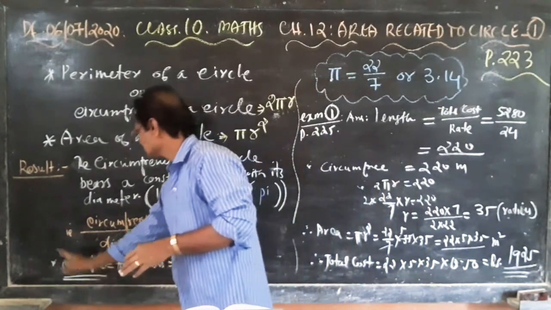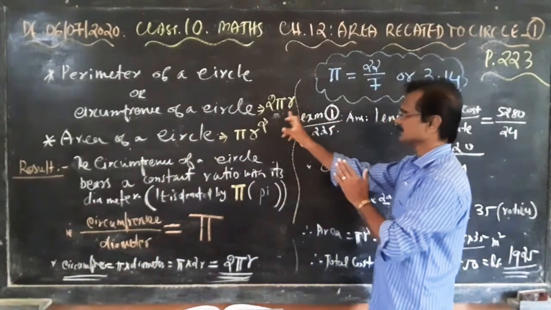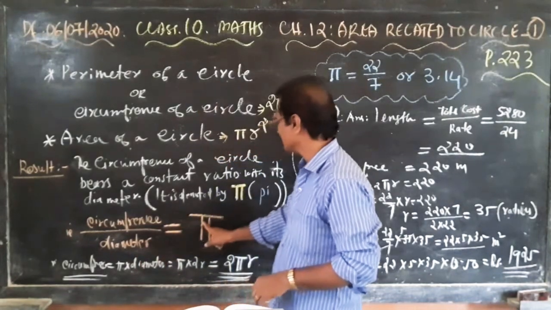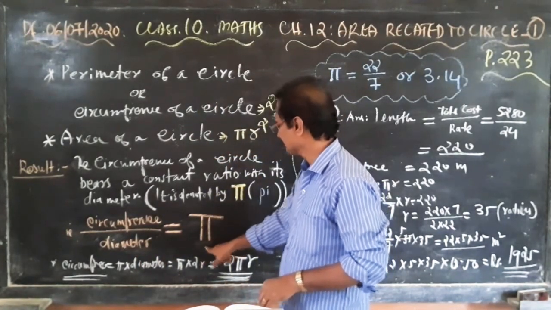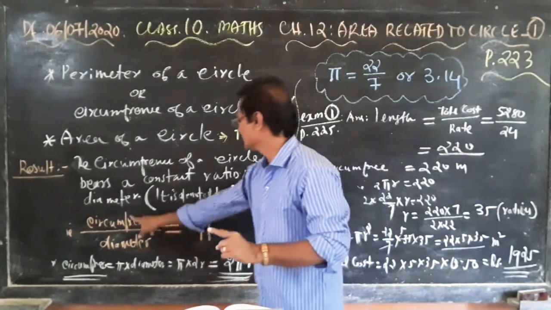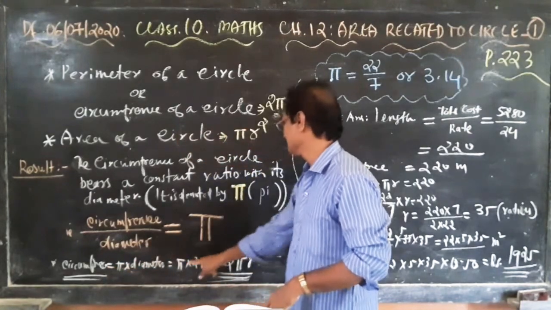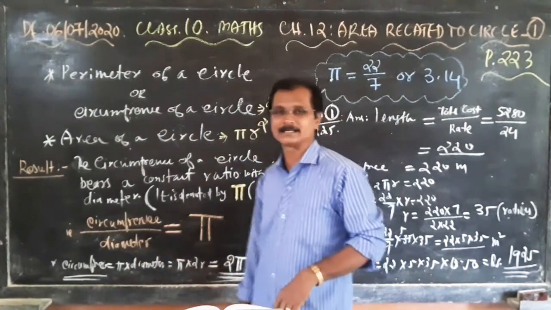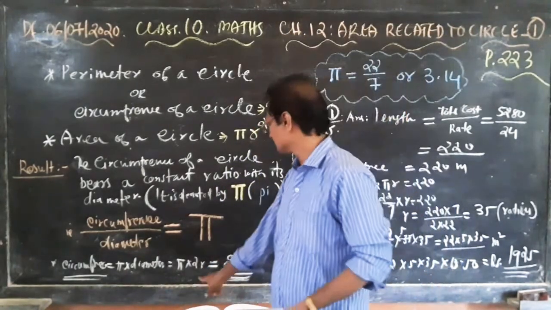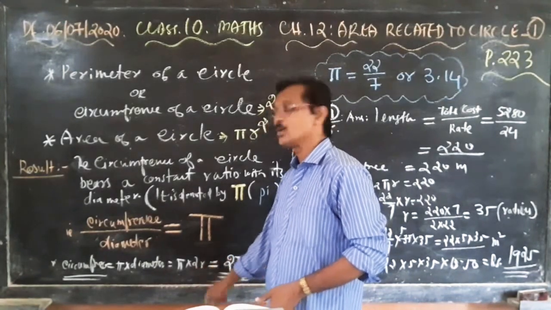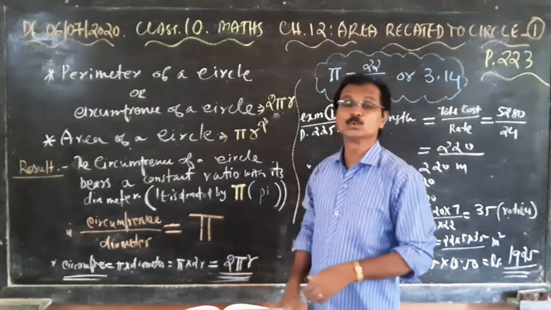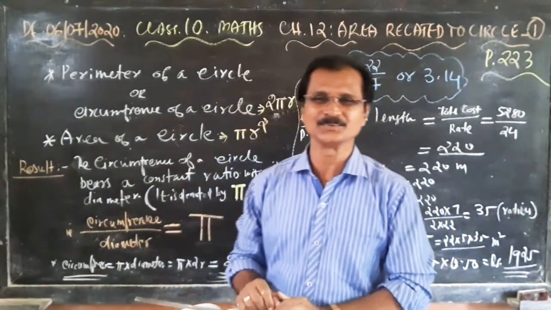Now again, how do we get the formula 2 pi r? From this, circumference by diameter equals pi. Underneath the pi there is one denominator. So 1 into circumference, that is circumference equals diameter into pi, that is pi into diameter. Diameter means 2 times radius. So pi into 2r, then you will get 2 pi r.